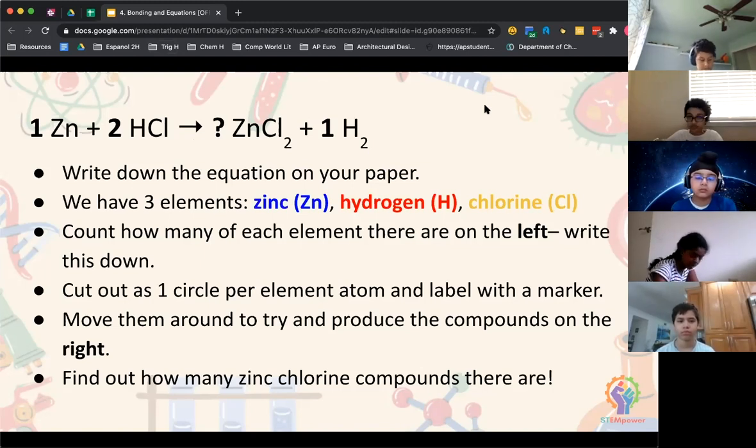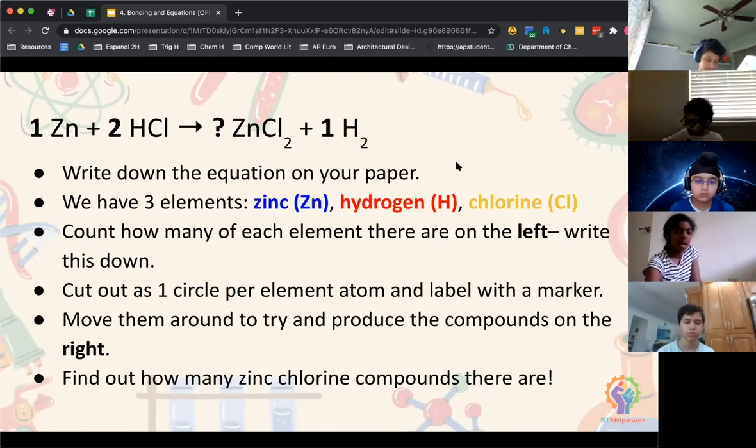How many zinc chlorine compounds there are? Yes, Roshan? 1 zinc chlorine compound. Yeah, exactly. So is this the answer that everyone got? Ethan and Aparna, you guys look a little confused. Is there any specific points of confusion? No? Okay.